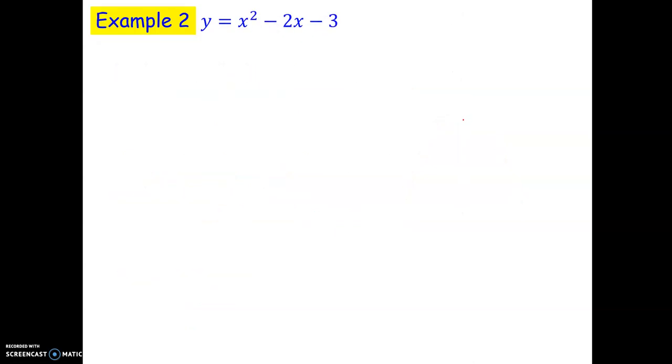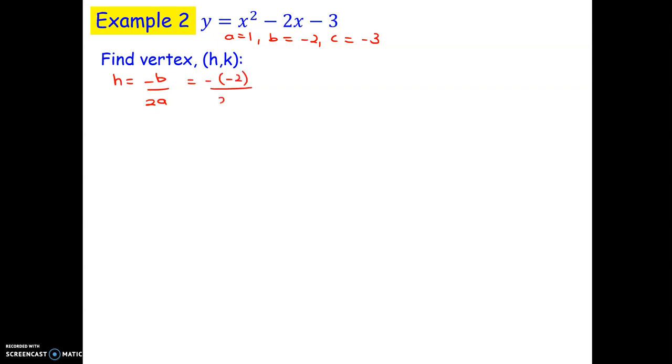We have y equal to x squared minus 2x minus 3. Firstly, let us calculate the vertex. I already used completing the square, so let me use the second one. Calculate h. h is negative b over 2a. As you can see here, a is equal to 1, b is negative 2, c is negative 3. So negative b, negative negative 2, over 2 multiplied by 1. So we get 2 over 2, which means 1.